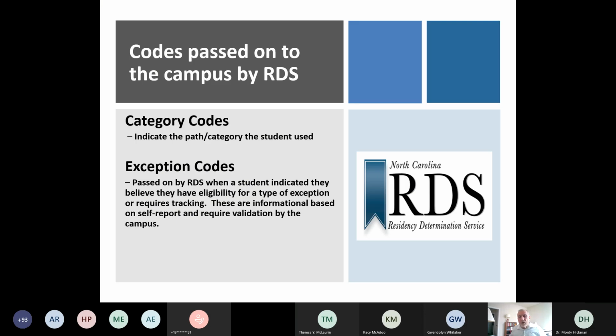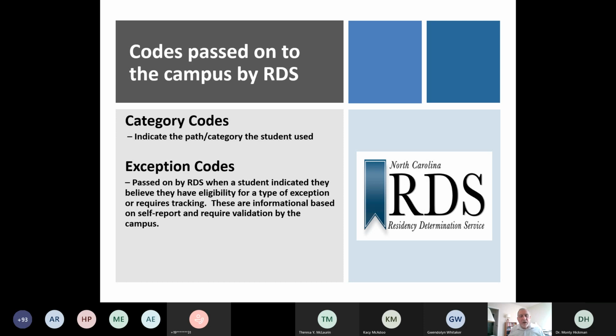There are 2 types of codes, and there's confusion about this, that RDS passes on to campuses. The first is a category code, what path they took coming through. So for example, most commonly you're going to see something like eligible, meets duration, or for example, military, eligible military spouse. So that's the path they took, and you're going to see an out-in determination.